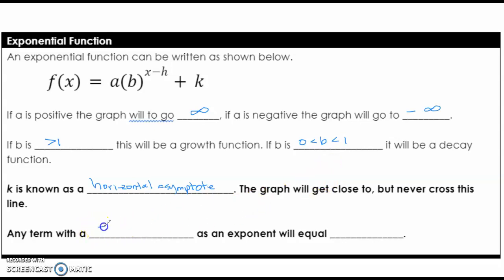Any term with a 0 as an exponent will equal 1. So we're going to use that also while we make our graph. We're going to use all this stuff to figure out what our graph looks like, and we're going to use a table to make our graph. So here we go. Let's see what it looks like.